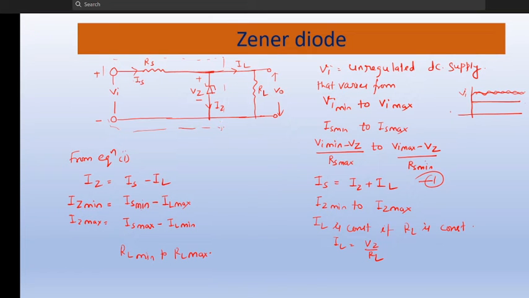Because this supply current is fixed, whatever current is flowing through this will depend on the load resistance, on how much IL is flowing through it. If it is IL max, then the minimum will flow through the diode. And the voltage across the diode remains constant, right? So let us see how it works.